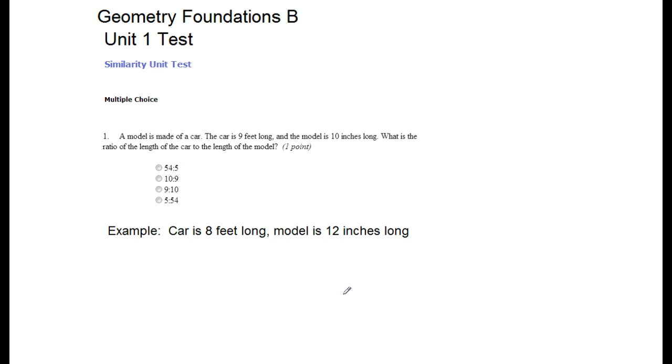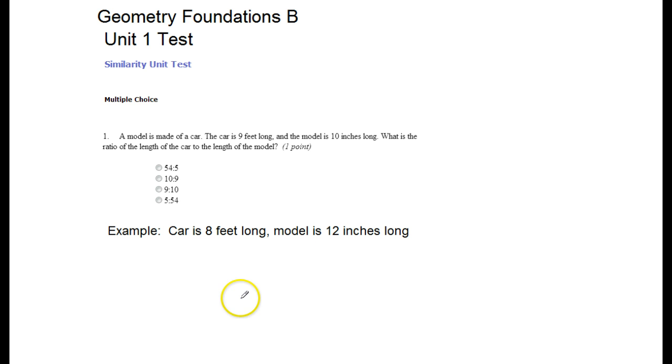Okay, well, we're going to go over some of the problems from the Unit 1 test in Geometry Foundations B. Problem number 1, starting off, we have the example that a model is made of a car. The car is 9 feet long and the model is 10 inches long. What is the ratio of the length of the car to the length of the model? I'm not going to work this exact problem. I'm going to give you an example one.